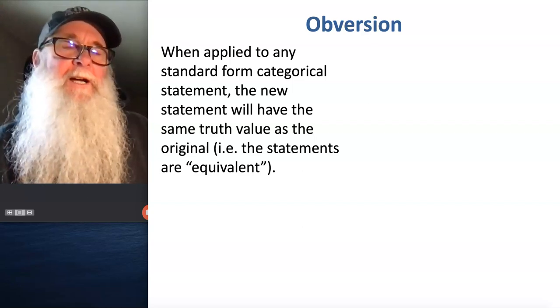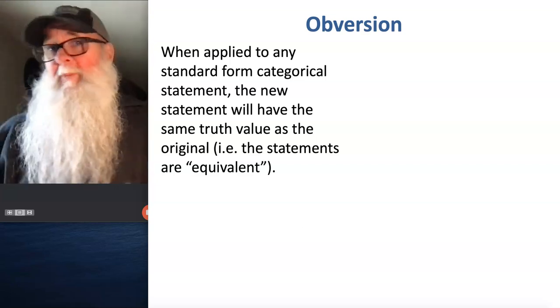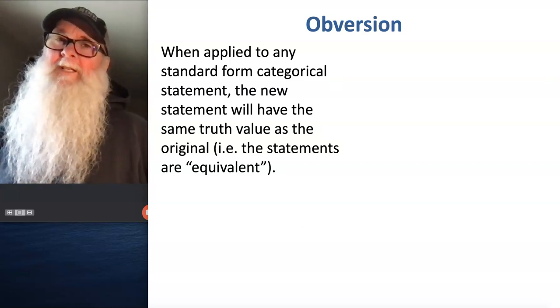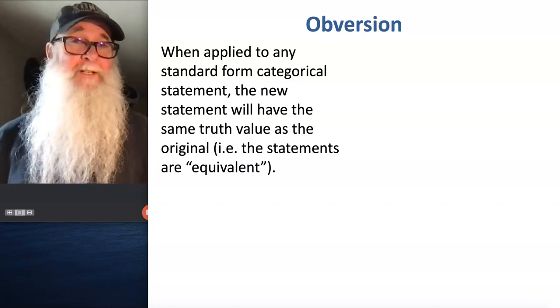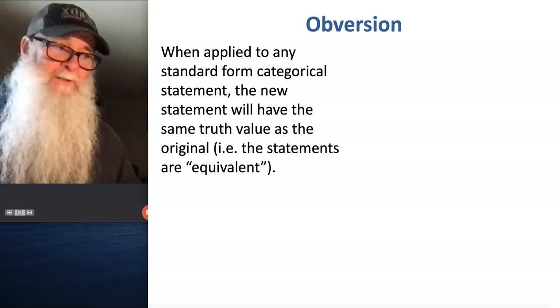All right, let's talk about the operation of obversion. You'll remember with the operation conversion, we can convert any type of categorical statement, but when we convert E statements and I statements, the new statements will have the exact same truth value, but that is not the case for converted A statements and O statements.